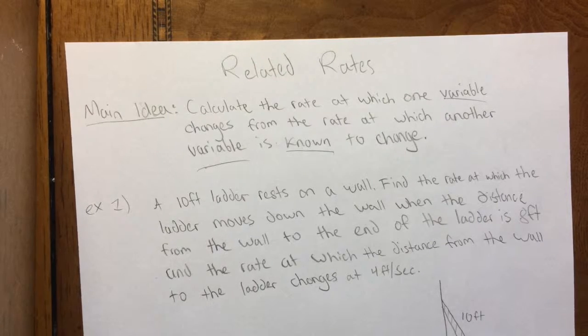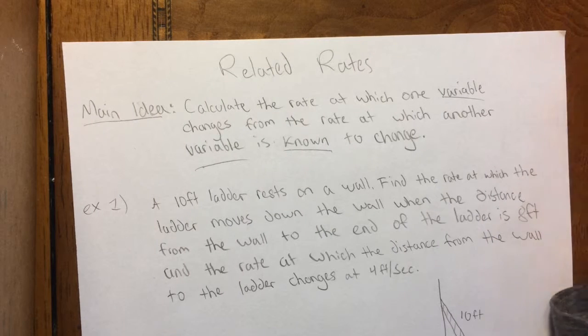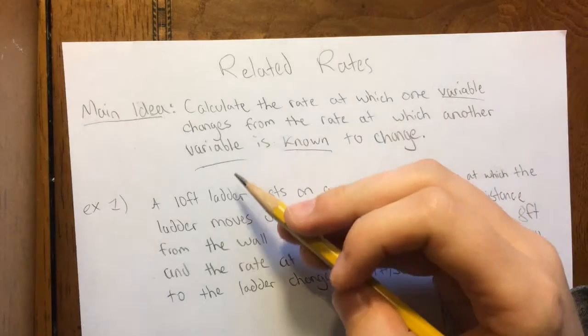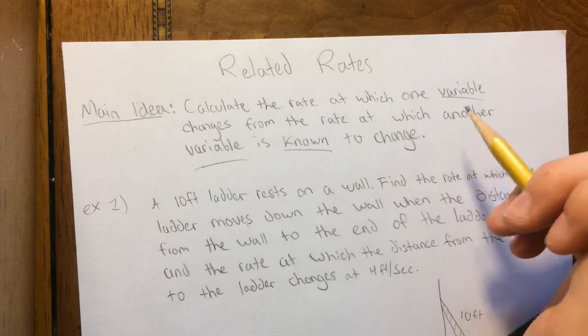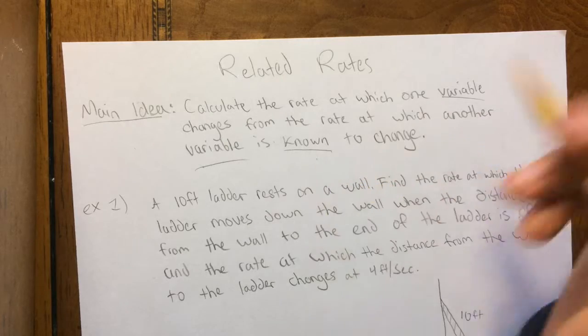This video is about related rates. The main idea behind related rates is to calculate the rate at which one variable changes from the rate at which another variable is known to change. How we do that is to write an equation that relates the two variables and differentiate it to get one equation that relates the rate we seek to the rate we know.